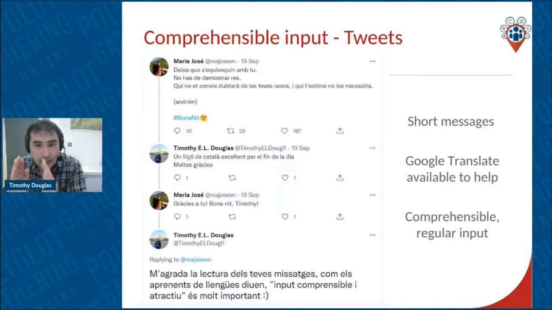Okay, so also, tweets are good, short, comprehensible input. Okay, so this is another person who I admire who writes a lot in Catalan. And if you don't understand something that's written, you can also use Google Translate, because there's a Google Translate button, and that can actually help if you don't understand something, to give you an idea of what was said. And again, because it's short, usually it's easy to understand, and it's done regularly as well. So you are doing it consistently. You're reading other people's tweets consistently.